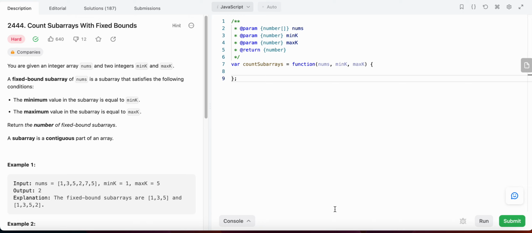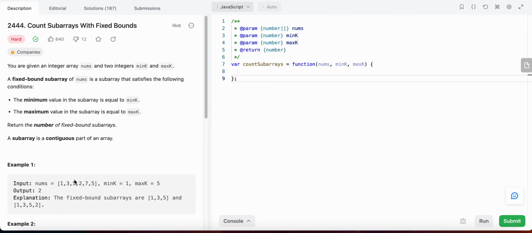Hello friends, today I'm going to solve LeetCode problem number 2444, count subarrays with fixed bounds. In this problem, we are given an integer array nums and two integers minK and maxK. So we need to find a subarray which has a fixed bound.